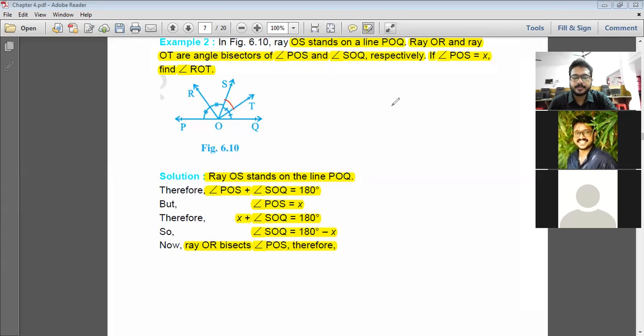Clear? Yes, sir. So angle SOT is equal to half into angle SOT. Now, what is angle SOT? It is 180 minus x. We have already found it. So instead of angle SOT, we will be substituting 180 minus x in the next step.